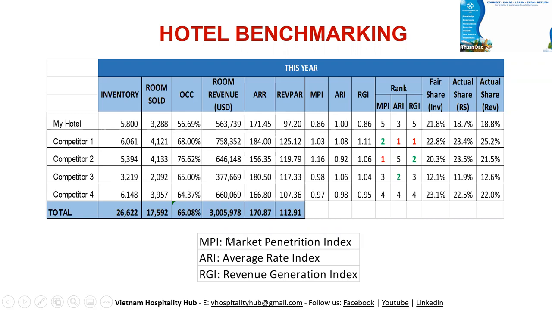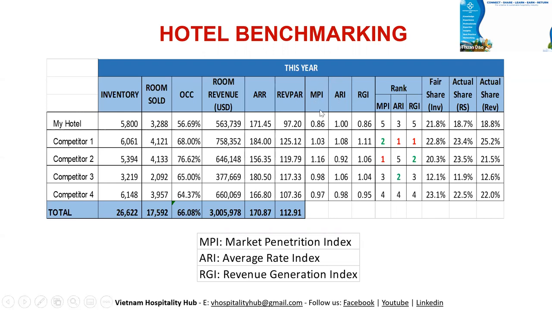And then here we have 3 important indicators in benchmarking. The first one we call market penetration. Another one is average rate index. And then RGI is revenue generation index. So how to calculate it?